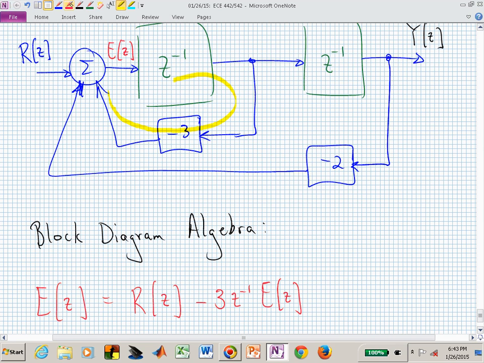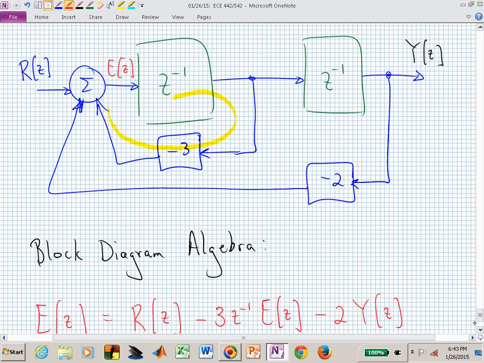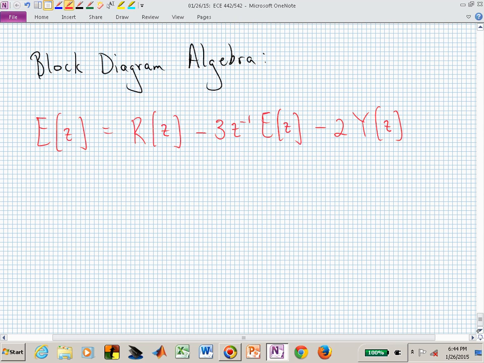The next one I'm going to do in a couple of stages. The middle input into that summing junction is minus 2 y of z. Typically, you want to write these in terms of just two variables, maybe e's and r's, but I can replace y as a function of e. Y is just z to the minus 1 times z to the minus 1 e of z. And that will allow me to get rid of this y.